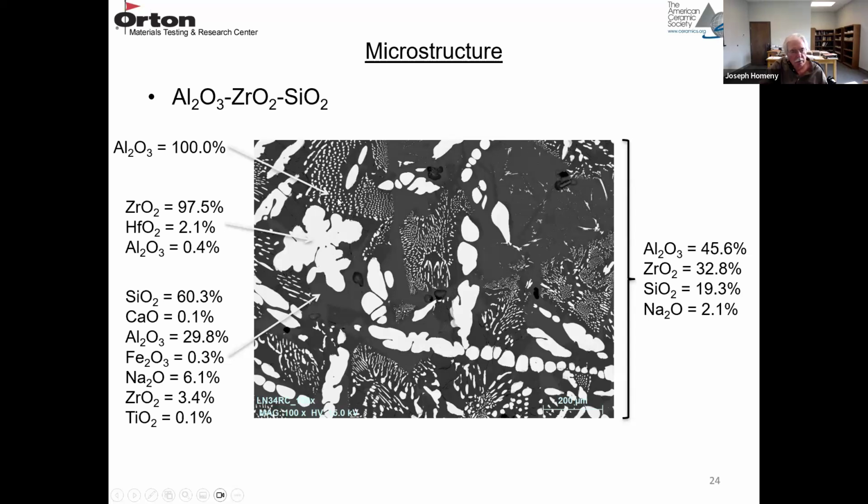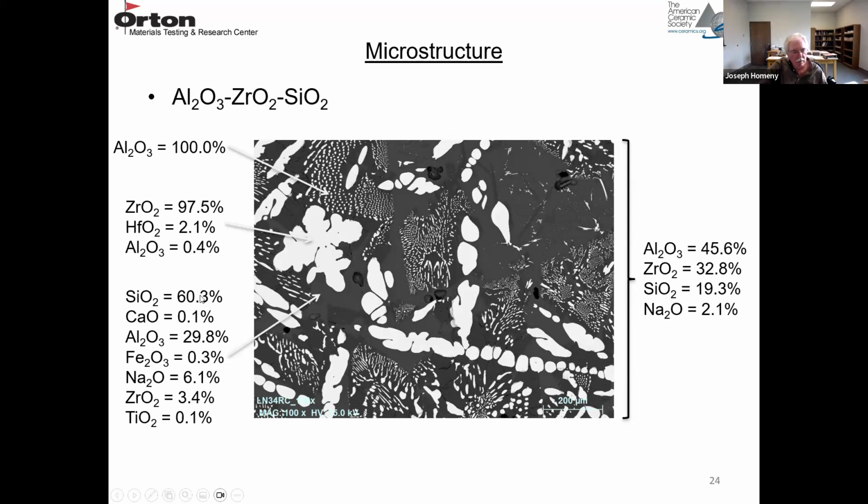These small crystals are dispersed in alumina. So the small zirconia crystals are the eutectic microstructure. They're dispersed in alumina, and that alumina is basically 100%. So you have large zirconia crystals, small zirconia crystals in the eutectic microstructure and alumina matrix. And then this gray region is the silica-based glass.